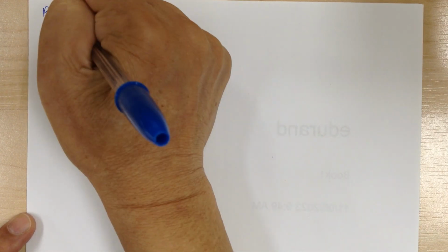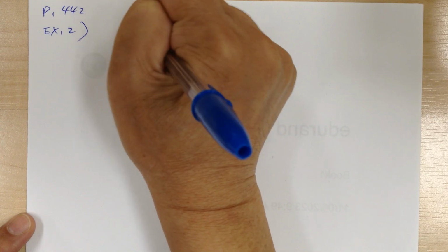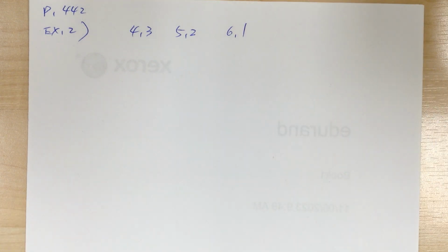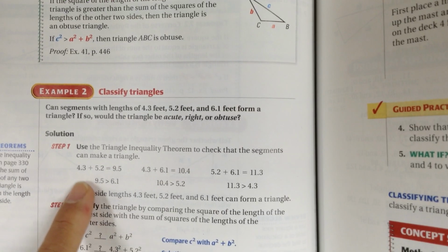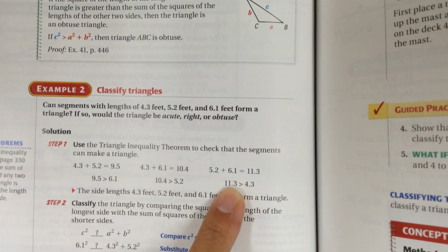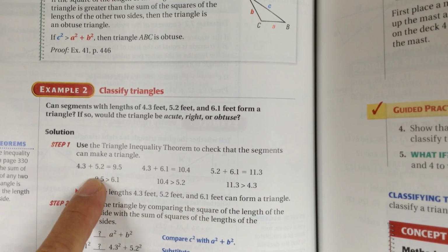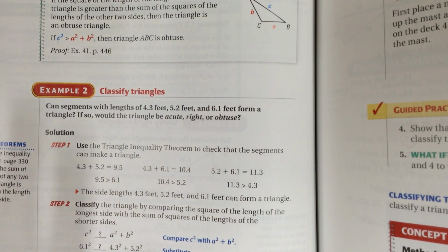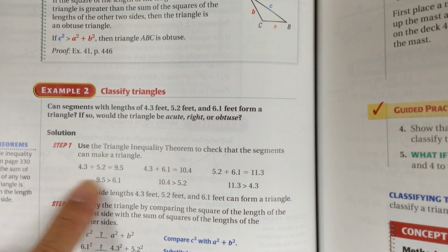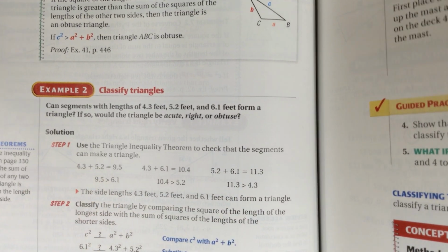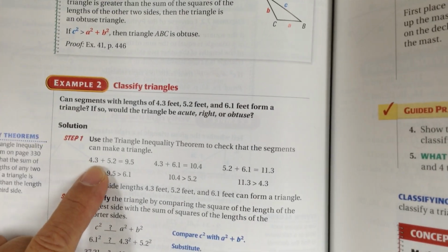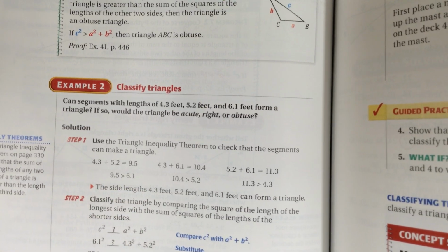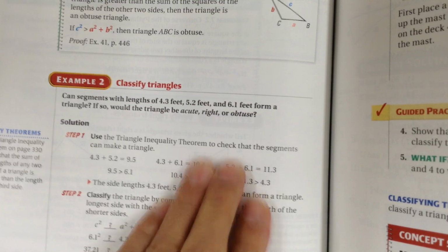So you have a triangle with three sides: 4.3, 5.2, and 6.1. Now in the book, they did all three checkings. You don't have to do all three checkings. All you have to do is the first one. As long as the two shortest sides add up to more than the longest one, then you're fine. You don't have to do all this extra checking. So 4.3 plus 5.2 is 9.5, which is greater than the longest side. So that means you can do it.